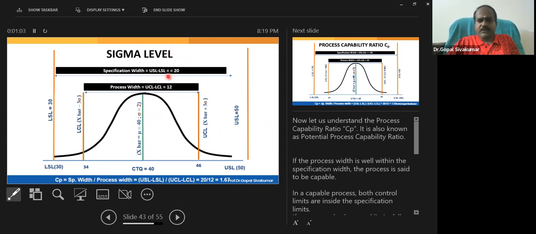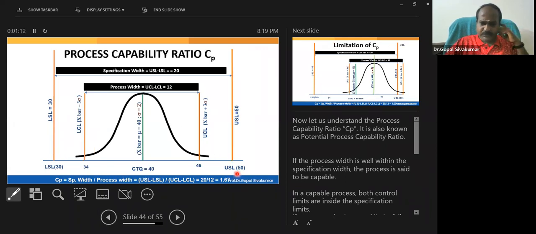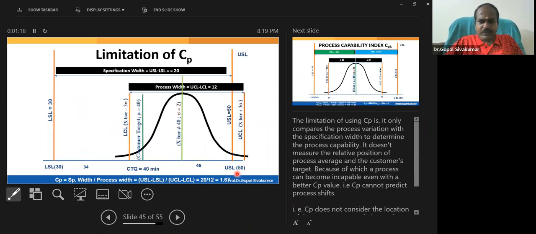All of you please stay unmuted. This is 20 and the process width is 12. So 20 by 12 is how much? 1.67. Now, can you see your process is shifted? All of you are able to notice this is the original position. Now the process is shifted. Now recalculate CP. What is specification width? 20. What is process width? 12. What is CP? 1.67. Do you still believe your process is capable?